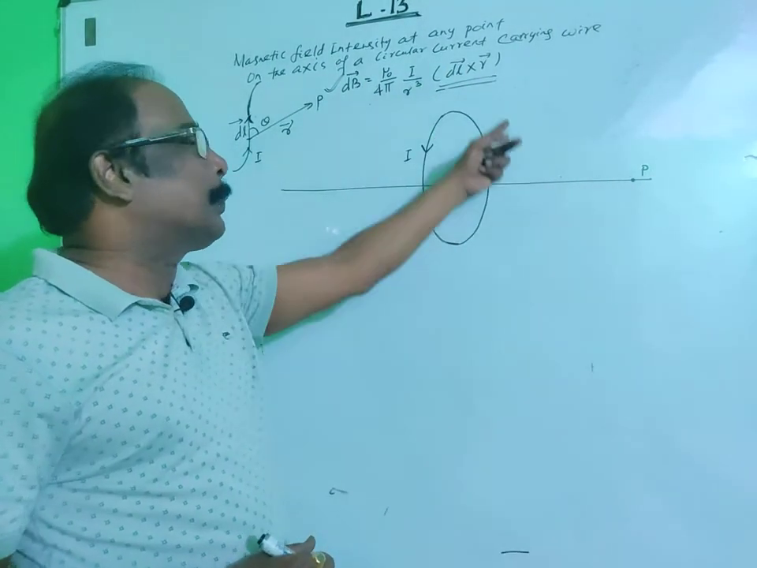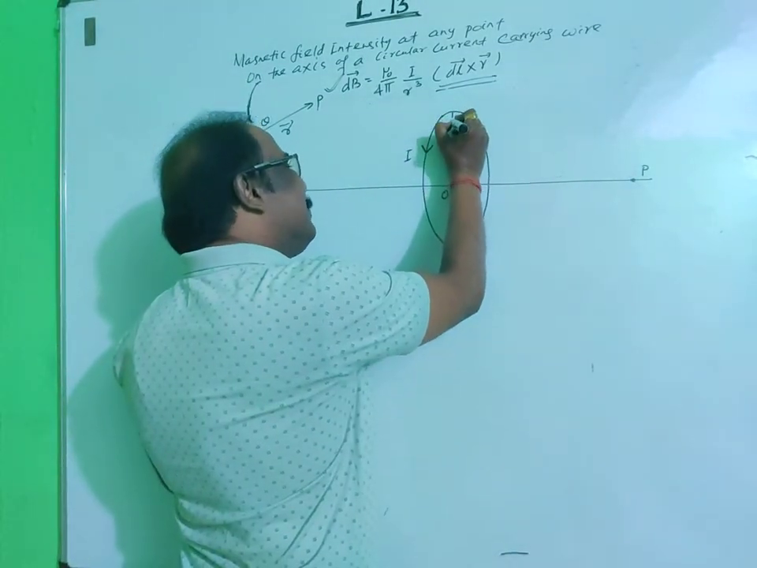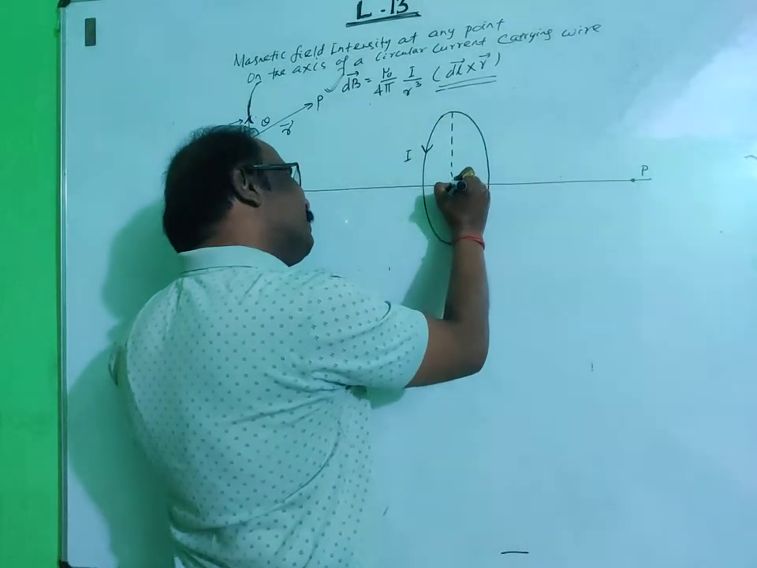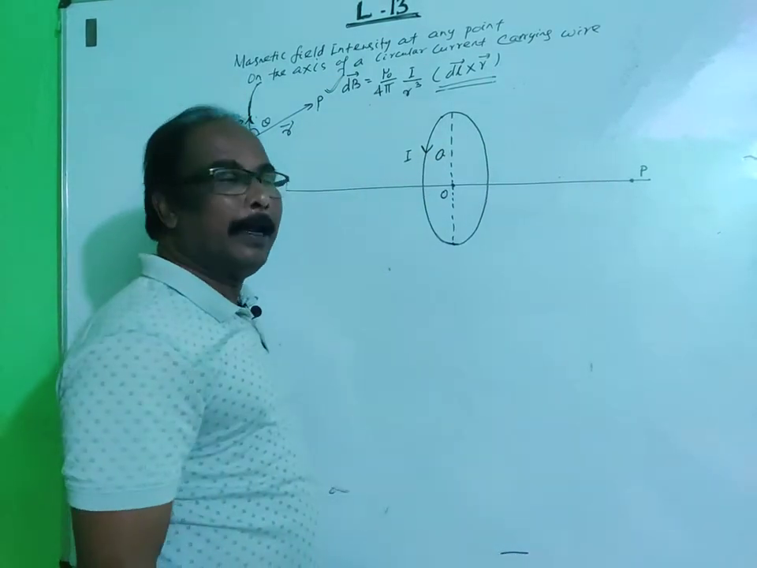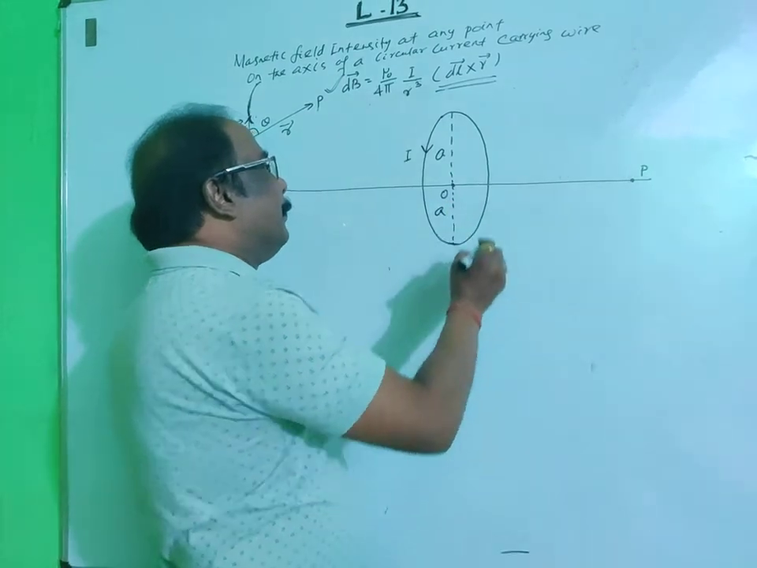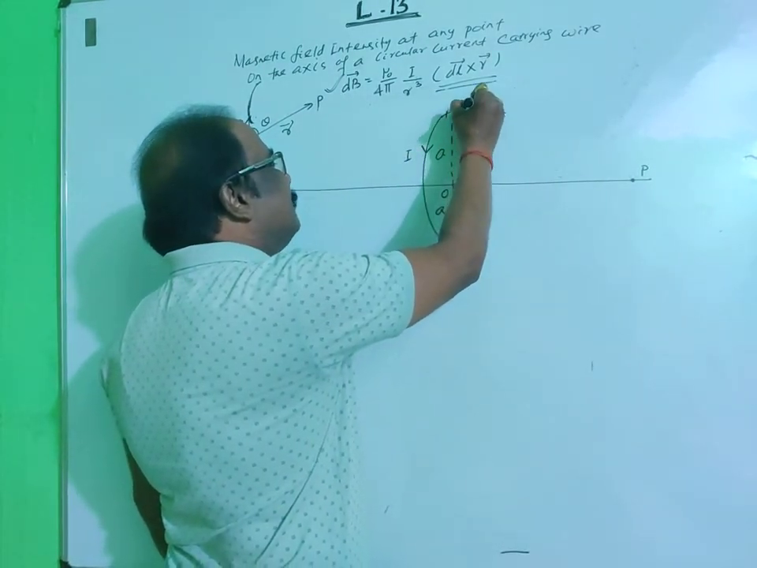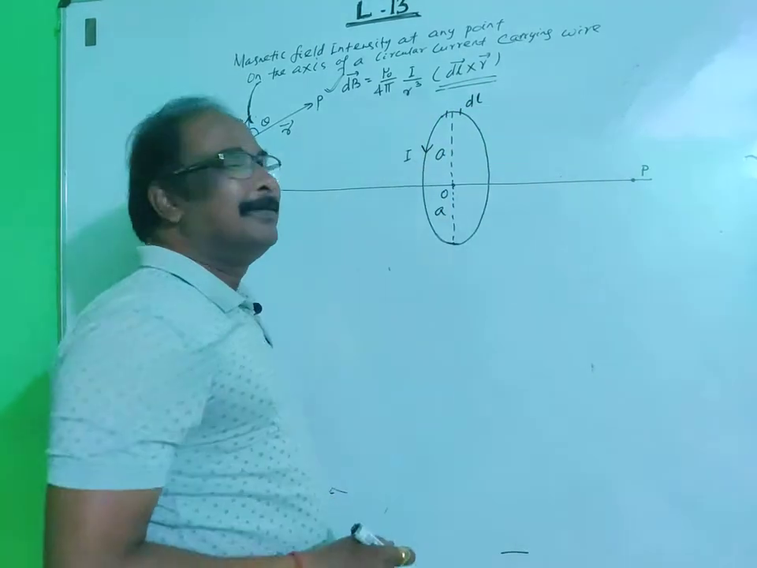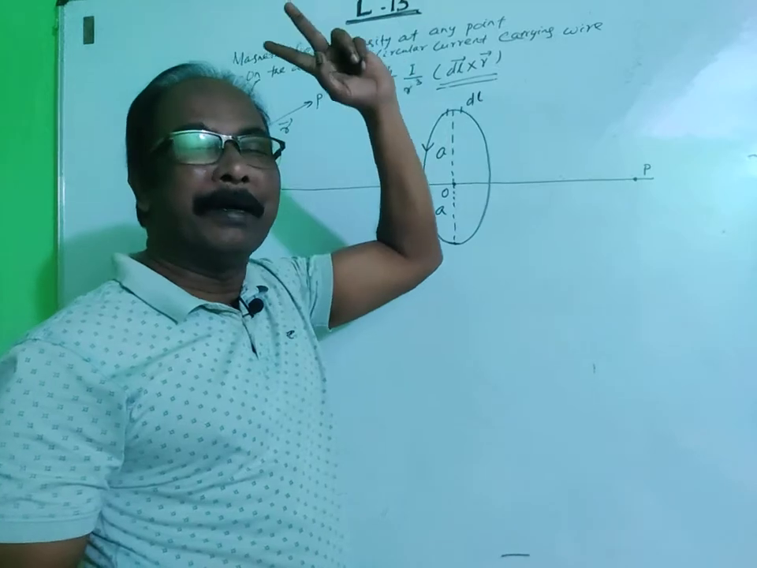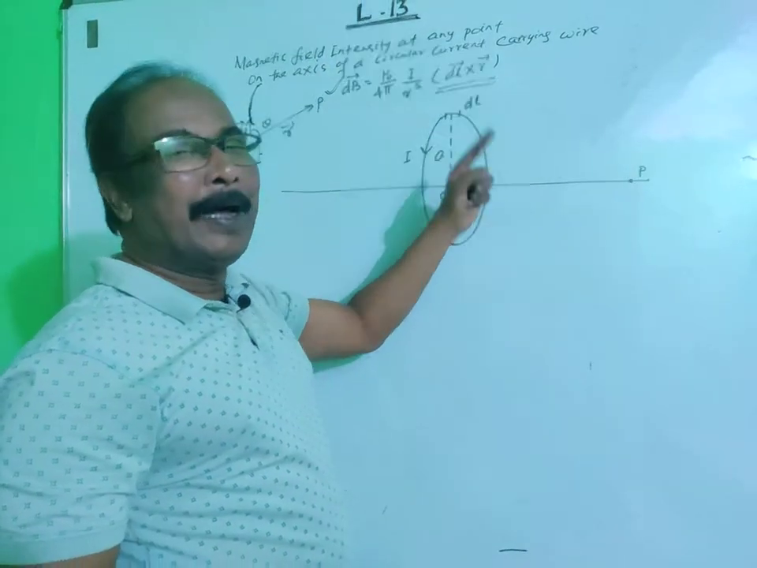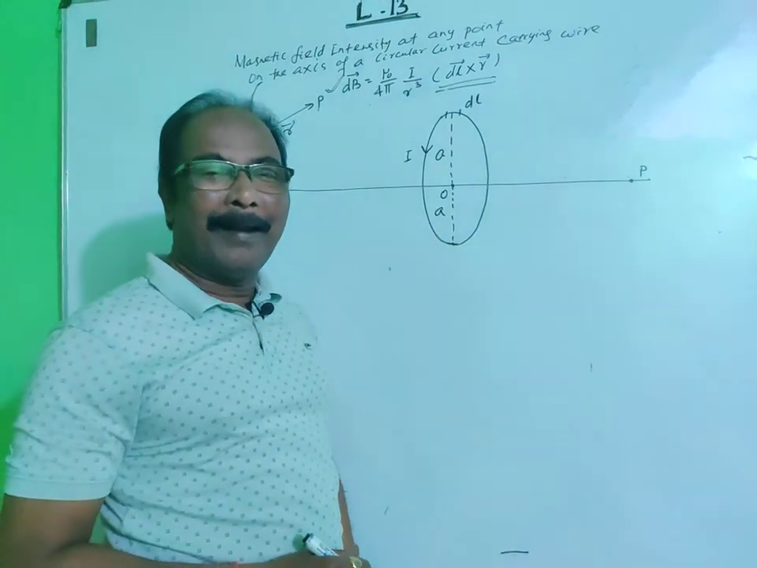This is the whole circular coil. Let the radius of the circular coil be A. This is also A. Let's consider an elemental length dl at any section. I have taken an elemental length dl at any point on the circular coil.